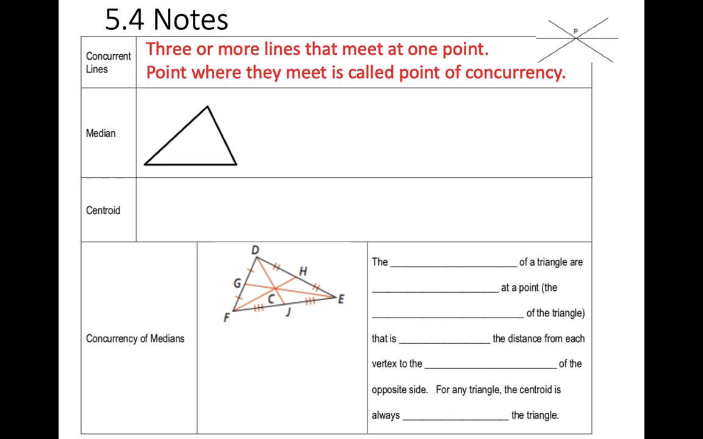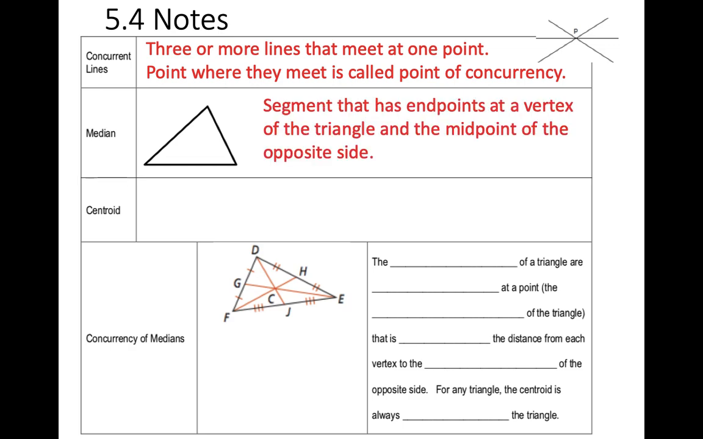Okay. Now a median is a segment that has the end point at one vertex, at one corner of the triangle, and the midpoint of the opposite side. So for example, there are the three medians of the triangle. You can see each of those red lines starts at one of the vertices of the triangle, and then goes to the midpoint of the opposite side.